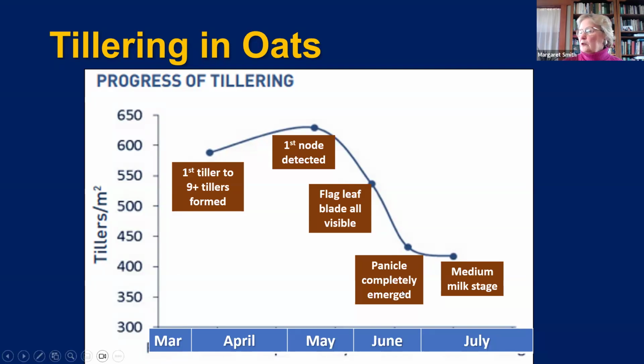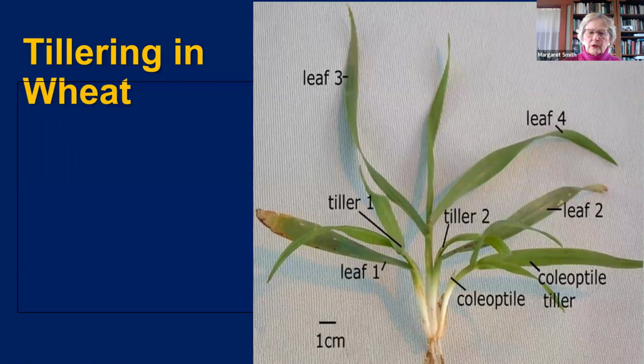So from the time the panicle is completely emerged, we've just about got down to where we're going to be. But we've lost about a third of the tillers here with oats. So tillering in wheat, and again, this can be spring or fall, but you see tillers 1, 2, and 3. Tiller 3 hasn't emerged yet. We've just got 2 tillers here, but it looks like a lot of leafy area.